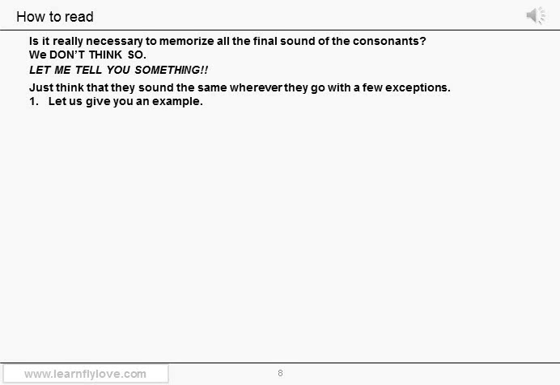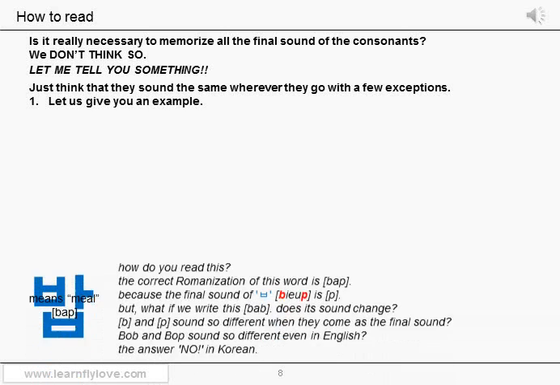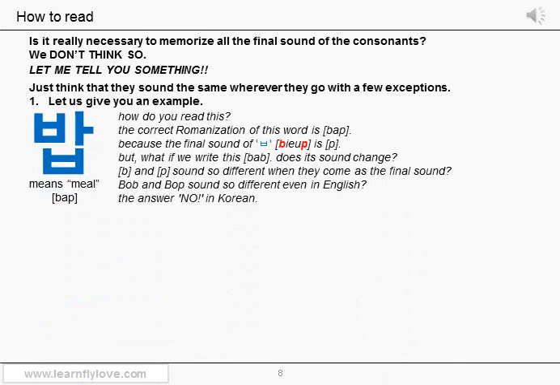So what should we do? Don't worry, we will tell you. We just want you to think that the consonants sound the same wherever they go, the initial or the final, with a few exceptions. Let us give you an example. Please see the word written here. Can you read this? We read this pop. Pop means meal or cooked rice in Korean.